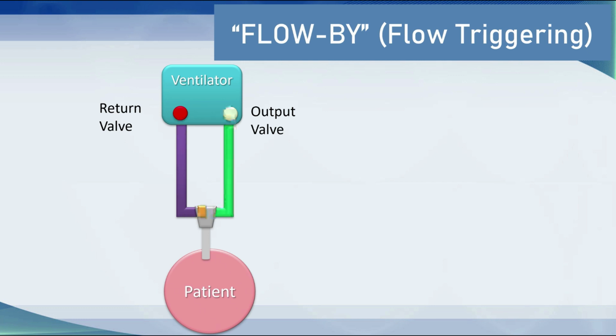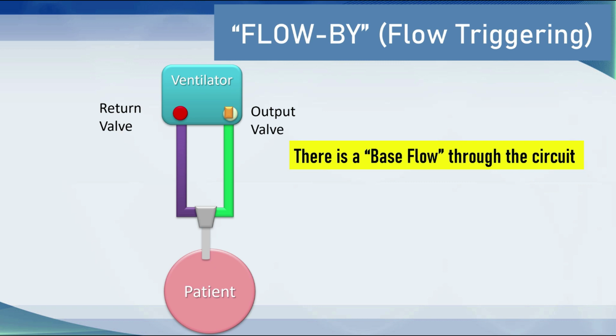Gas flows around this system continuously, and that's known as flow by. On the Puritan Bennett ventilators, there is 1.5 litres of flow going around the ventilator all the time, whether you like it or not. And that is known as the base flow through the circuit.